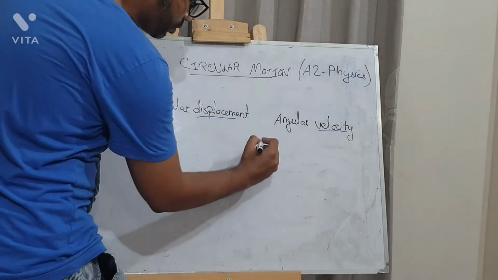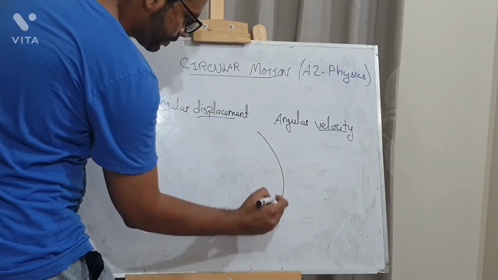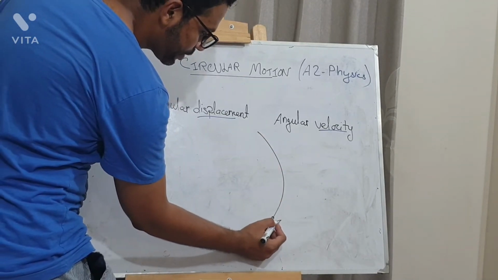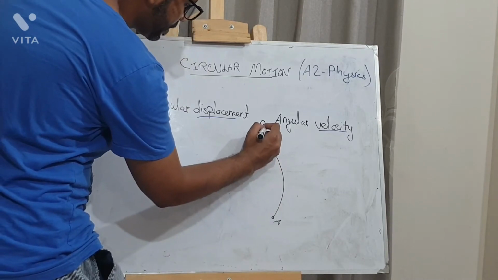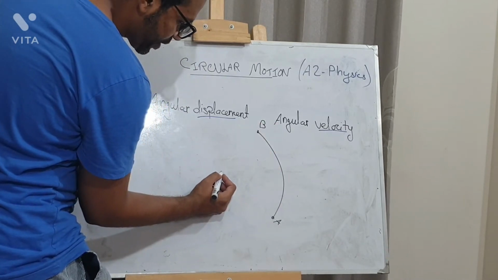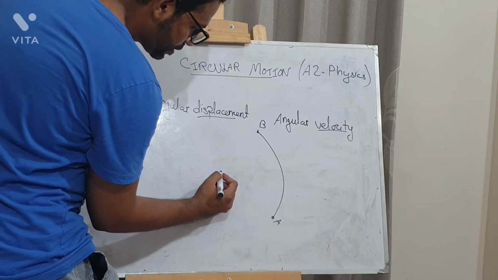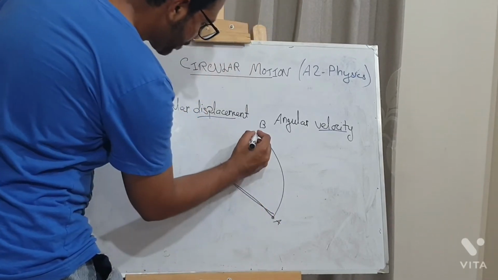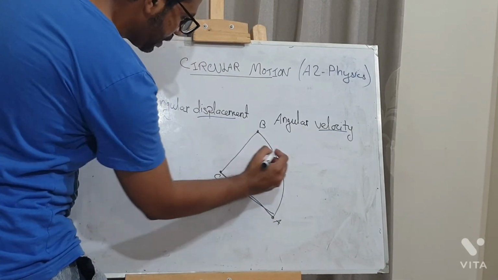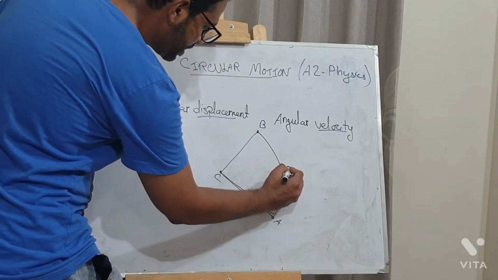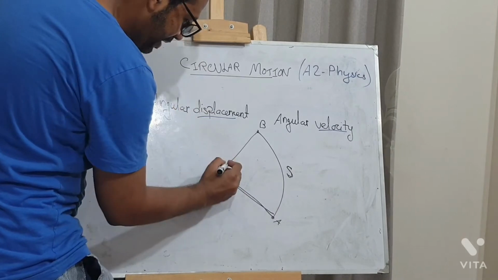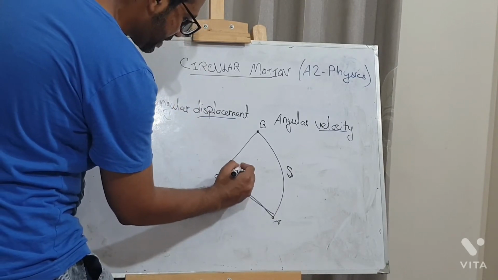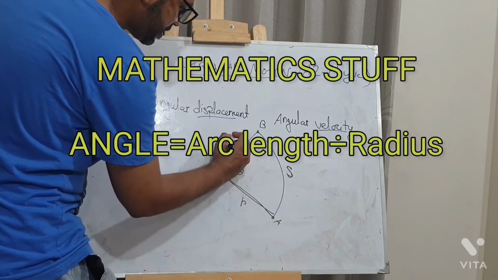Let's say an object is moving in a circular path starting from point A, moves to a point B, and its center is somewhere here at C. So how much angle did it move through? If we try to measure the angle, let's say the length from A to B is S, the angle from A to B is theta, and the radius of the circle is R.